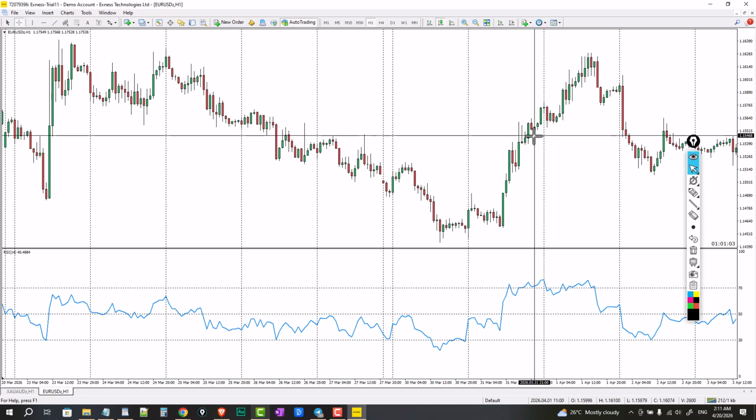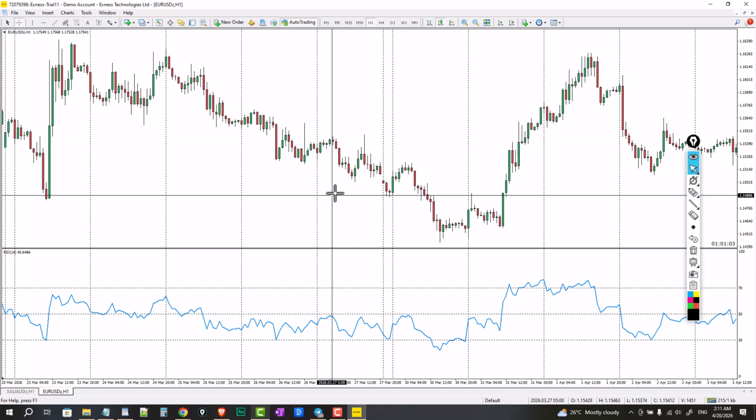Now, does this mean that every time the blue line of the RSI indicator crosses above the 50 level it's always going to be a winning trade? Of course not. And that's why risk management is important, because there are times when this is going to work and there are times that it's not going to work. And so for the times when it works, we want to maximize the profits we are able to catch, and for the times when it doesn't, we want to minimize our losses.